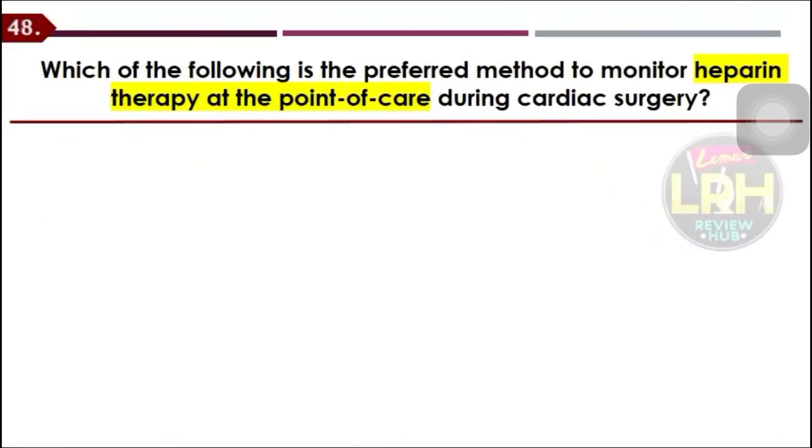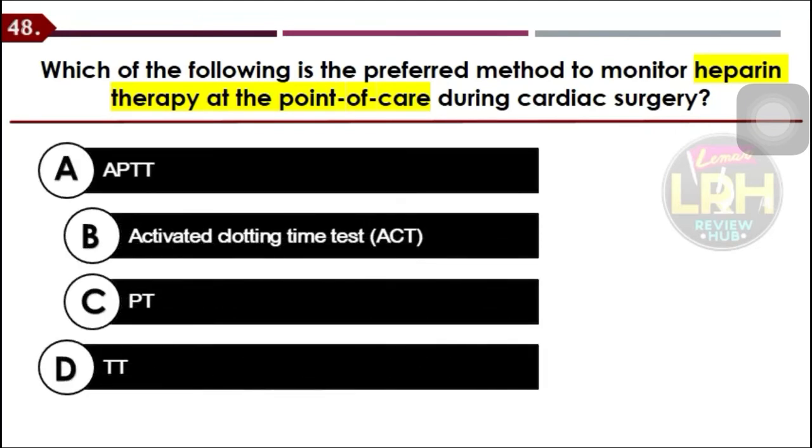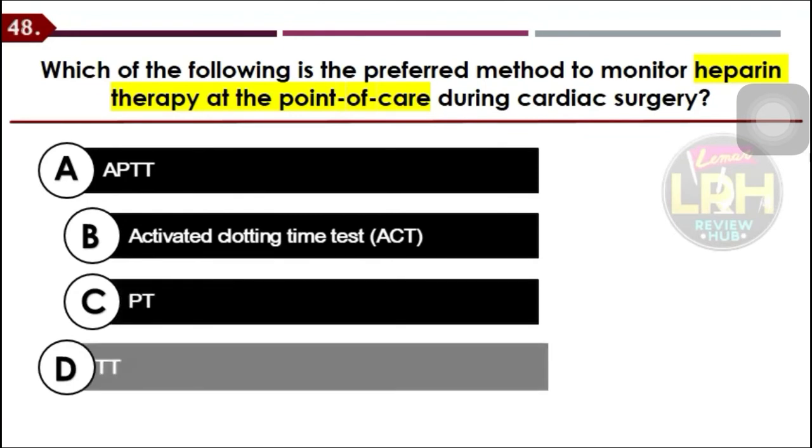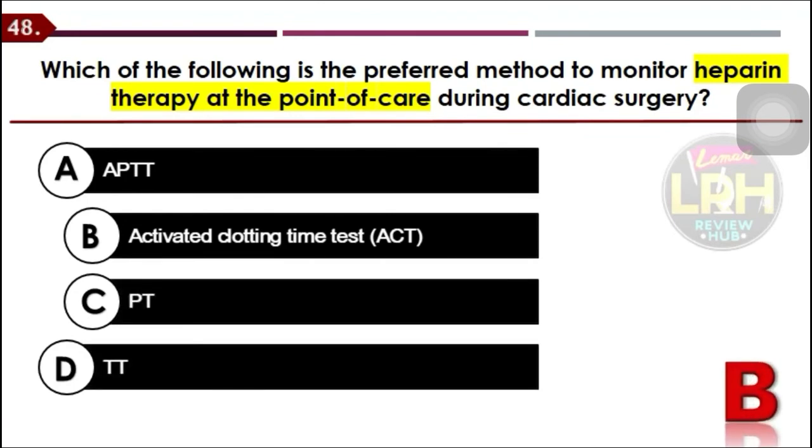For number 48, which of the following is the preferred method to monitor heparin therapy at the point of care during cardiac surgery? Highlight heparin therapy at the point of care. Is it letter A, APTT, letter B, activated clotting time test, letter C, PT, letter D, thrombin time? Okay, correct answer is letter B, activated clotting time test.